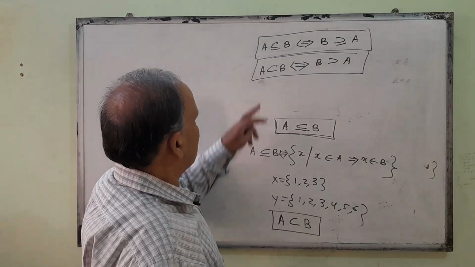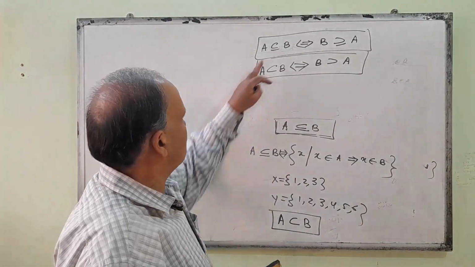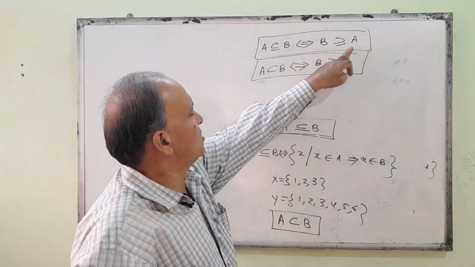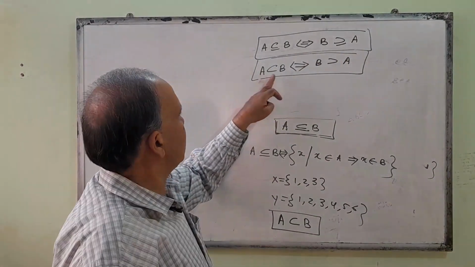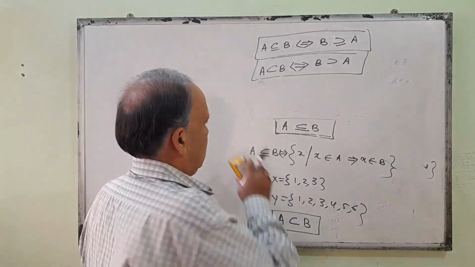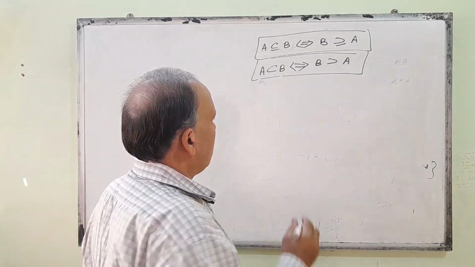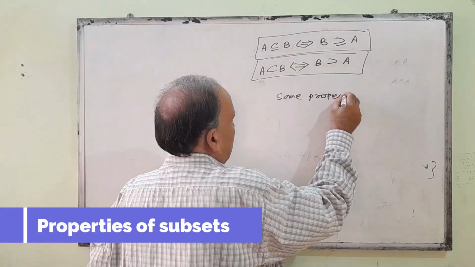If A is a subset of B, then B is the superset of A, and if A is a proper subset of B, then B is the proper superset of A. Now, let us come to some properties of a subset.